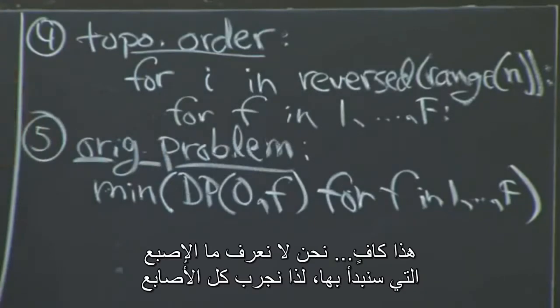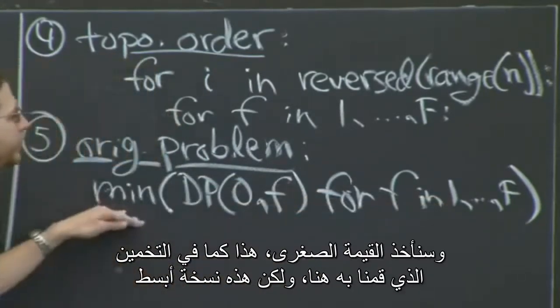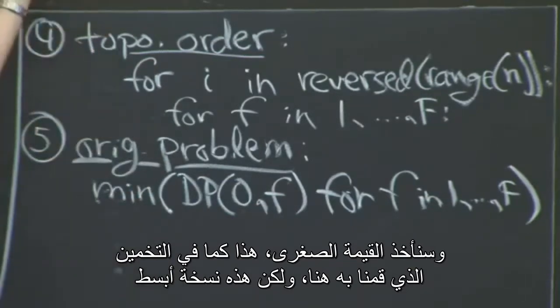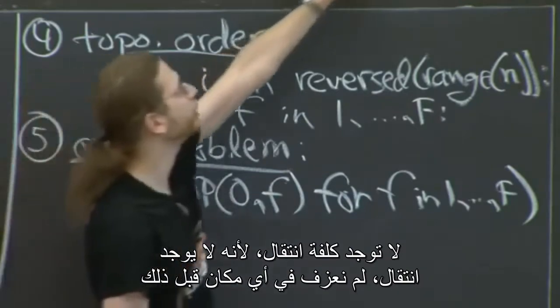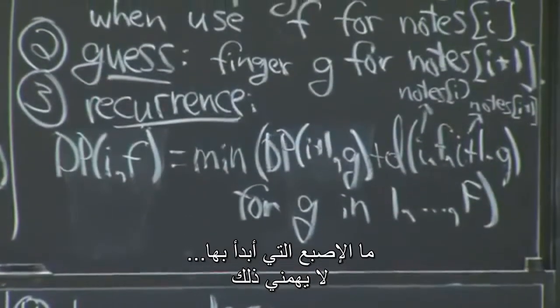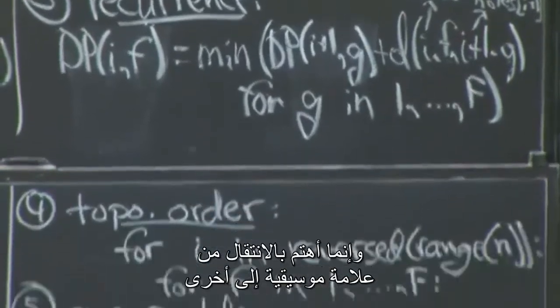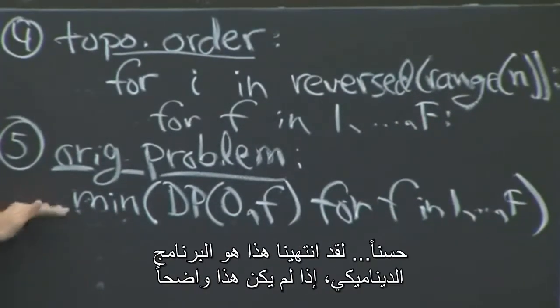That should do it. So we don't know what finger to start with. Just try them all, take the min. This is just like the guessing that we did here, just a slightly simpler version. There's no transition cost, because there's no transition. We weren't anywhere before. Just what finger do you start with? I don't care what finger I start with. It's how I transition from one note to the next that's hard. OK, done.